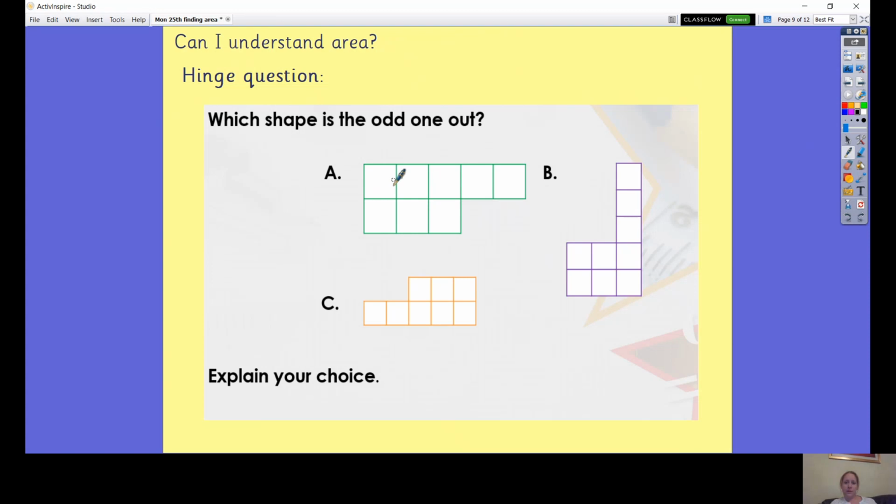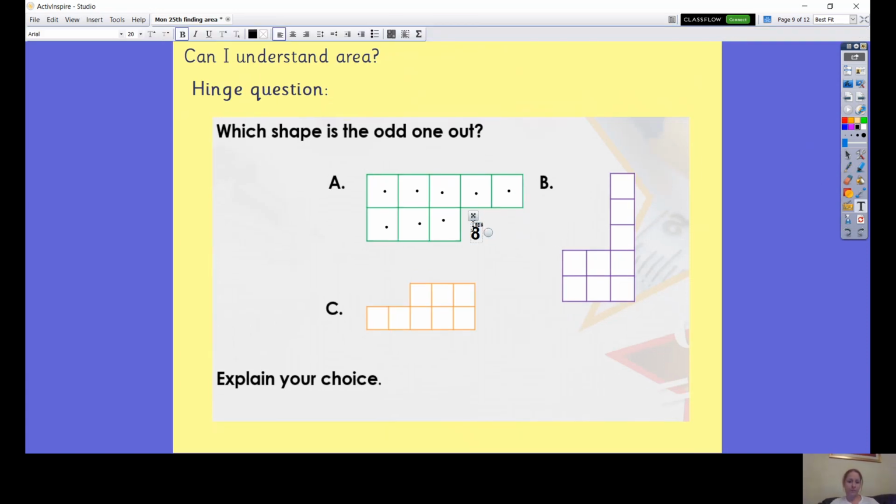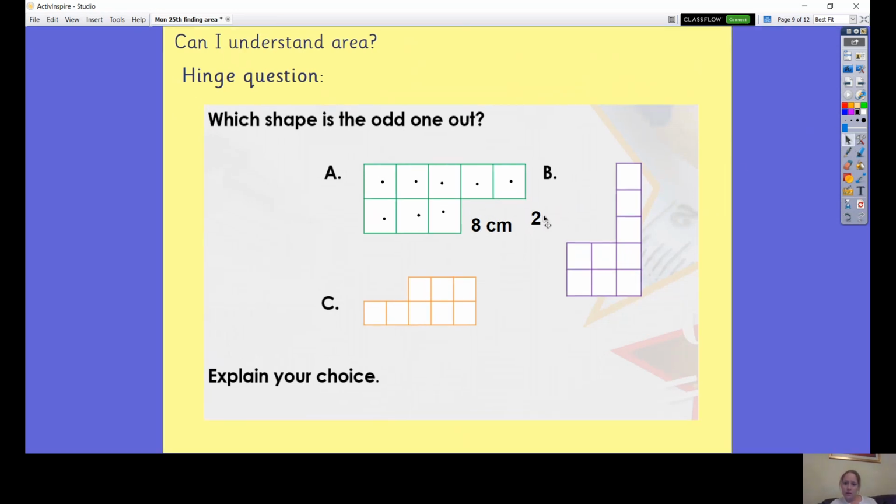Okay, so let's have a look. The first thing I'm going to do to try and work out which one's the odd one out is count the squares and work out the area of each shape, because it's obviously a bit of a hint that we're doing area, so it's going to be something to do with area, isn't it? So A has 1, 2, 3, 4, 5, 6, 7, 8. It has an area of 8. And then I'm going to write centimetre, and then the 2 has to be up there a little bit, up in the air, so it's 8 centimetres squared.